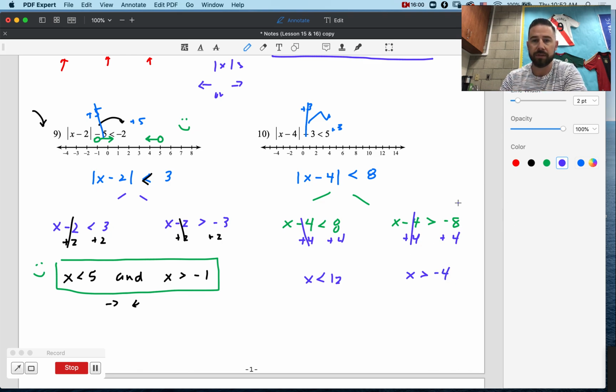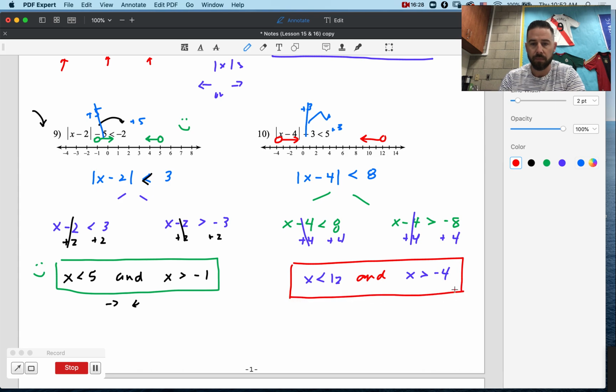Okay, we don't know whether it's, we do if we use the shortcut, we can say, oh, it's "and," but let's just double check. Okay, at 12, it's open. It's not eating the variable, so it's going to the left, less than. At negative 4, it's open, right? It's eating the x, so it's going to the right, greater than. If they're going towards each other, then we know it's "and." Our little trick reigned true, of course, again. And there you have it.